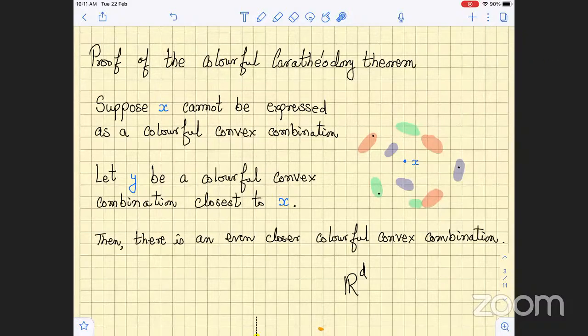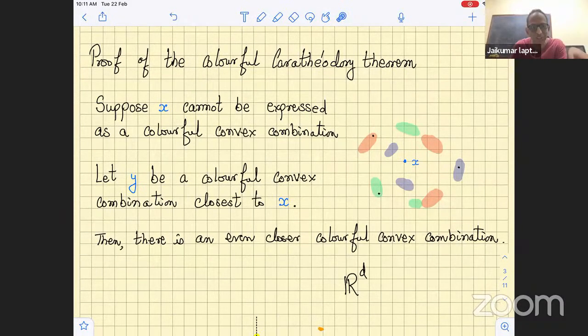Notice that we used Caratheodory's theorem in the proof of colorful Caratheodory. So when you do your homework, it would not be fair for you to invoke colorful Caratheodory to prove Caratheodory.